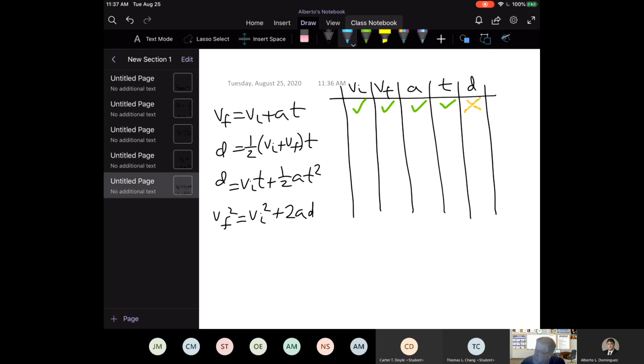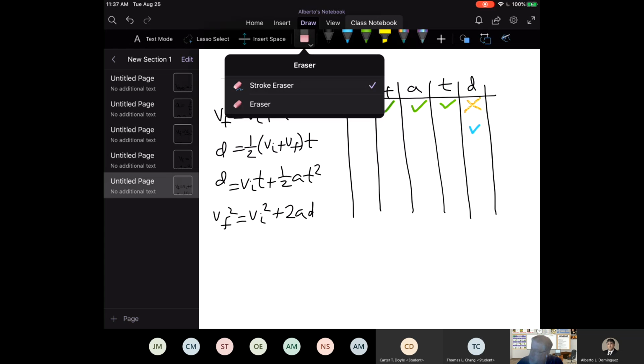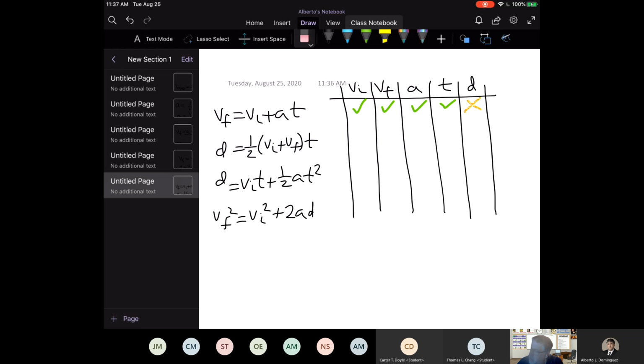This next equation, it has D, it has V initial. I'm sorry, obviously I shouldn't have colors all over the place. I should use consistent colors. So this one has D, and it has V initial, and it has V final, and it has time, but it does not have acceleration. The third one has D, has acceleration, has V initial, and has time, but does not have V final.